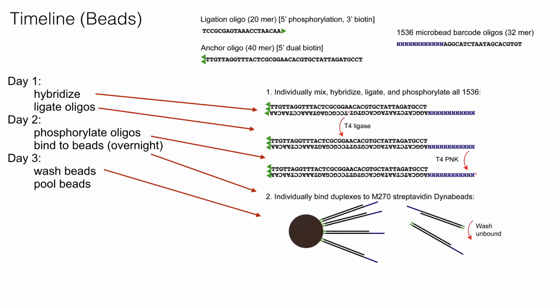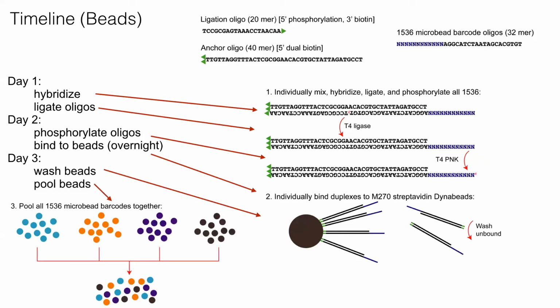And then binding them to streptavidin-coated magnetic beads. There are likely other formats that you could use to save costs if you're really interested in scaling this up. Washing anything that's unbound away, and then pulling all of the different beads together. And so this washing step can really be tiresome, and I'll talk a little bit about the kind of equipment that you should have to really save you some time there.